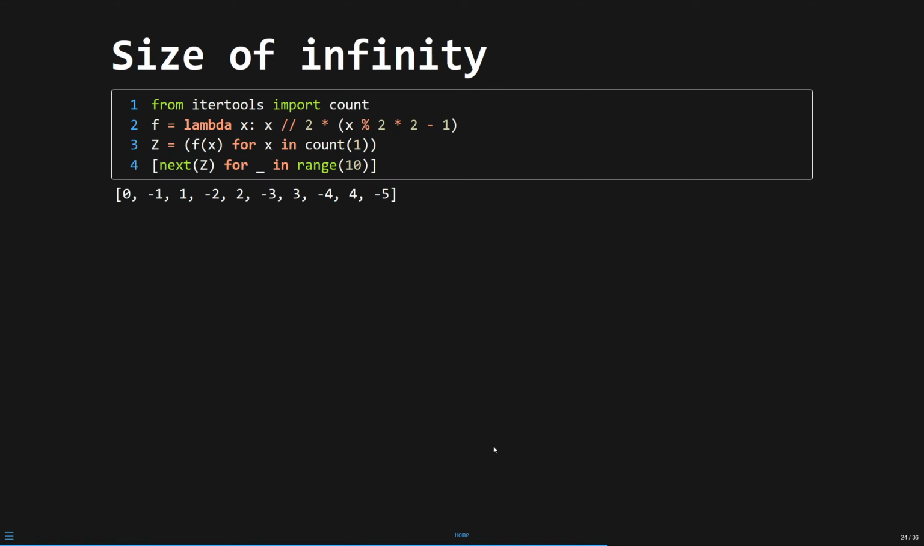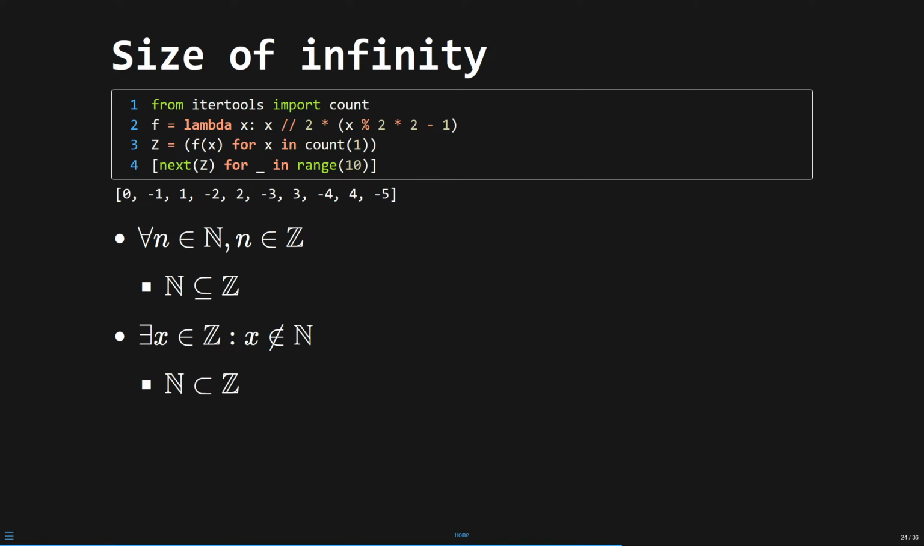Are we cheating? Of course we are. We should be slightly annoyed here that every natural number is an element of the integers, which means that N is a subset of the integers. Not necessarily strict, we haven't established strict here. And we also notice that there exists x an element of Z such that x is not an element of N; we take negative 1, for example. So that means N is a strict subset of Z.